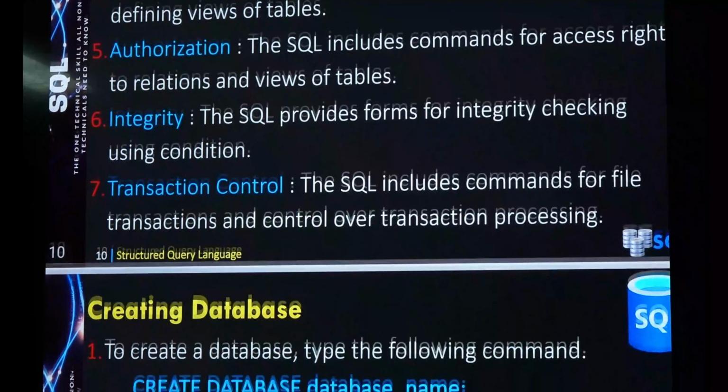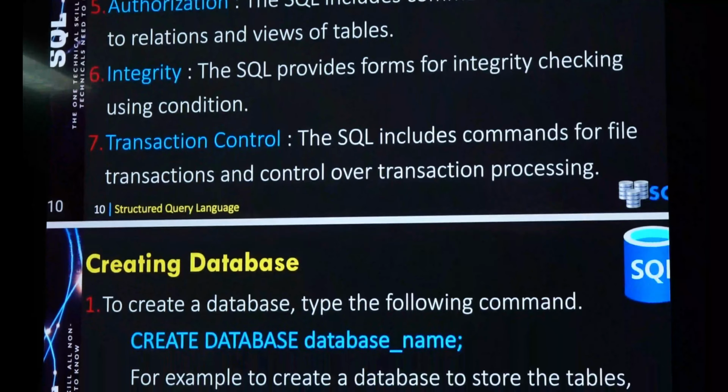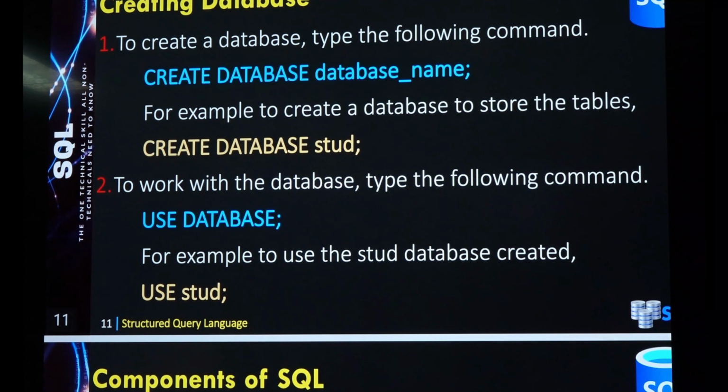Right. Now we will see creating a table. This is a very important one. How to create a table? All the students are asking this question. First one is creating a table. To create a database, type the following command: CREATE DATABASE database_name. It should be terminated by a semicolon.